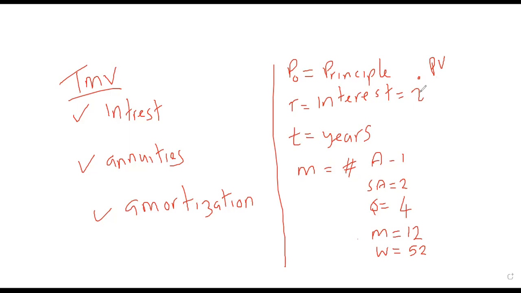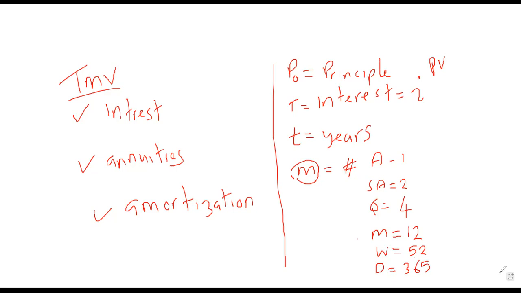Nominal interest rate is denoted by the letter I. The time is usually in years, unless otherwise compounded using the term M. If it's annually, you're earning interest once a year. Semi-annually, twice a year. Quarterly is 4 times, monthly 12 times, and weekly 52 times a year. If you're earning daily, we are talking about 365 days.